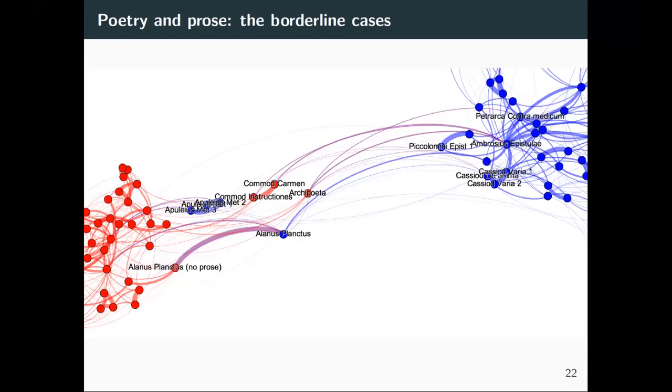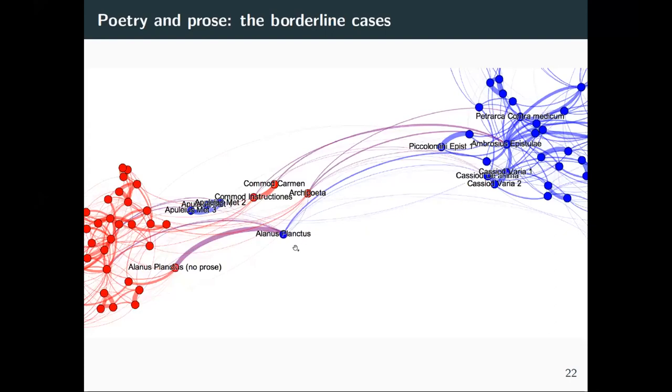So as you can see, and for me personally, that's an important part as a philologist, not only a stylometrist, but also a philologist, who does not fit this picture. And as you can see, the most poetic prose writer is Apuleius with his three parts of Metamorphoseon Libri. So yeah, I love to read this book, but I didn't expect it to be so poetic in terms of style, right? Again, on the other side, there is Ambrosius' Epistolae, which is linked very, very strongly to poetry, but also Piccolomini, Epistolae by Piccolomini, Petrarch, Contra Medicum, Cassiodorus, this kind of authors seem to be very, very similar to poetry.